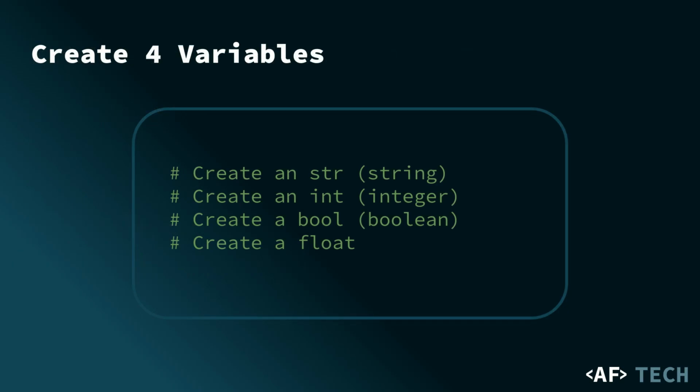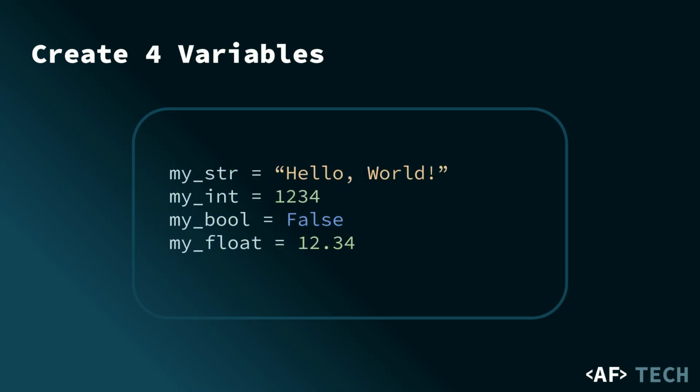So here I want you to create 4 variables. One is a string, one is an integer, one is a boolean, and one is a float. Alright, here I have my str is equal to hello world. My int is equal to 1234, my bool is equal to false, and my float is 12.34. Of course, these don't have to be the same values. As long as they are floats and booleans and strings, it is okay.